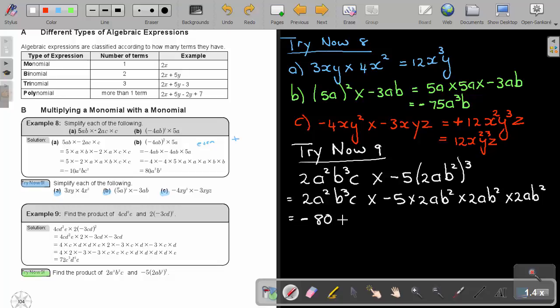So then I look at a. How many a's are there? There's 2, so it's 3, it's 4, 5. So it's a to the power of 5. And then b, there's 3 plus 2, that's 5, 6, 7, 8, 9. So it's b to the power of 9. And then c, I just see 1. And that will be your final answer.